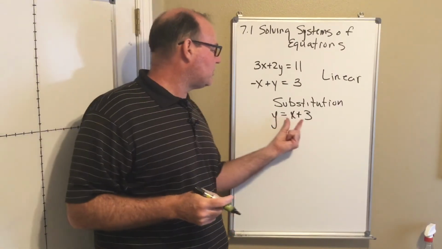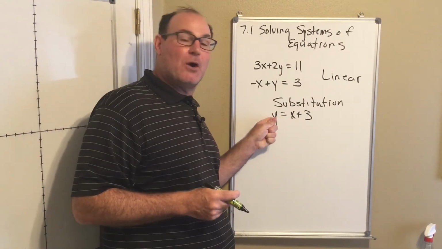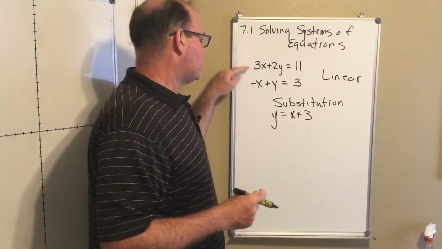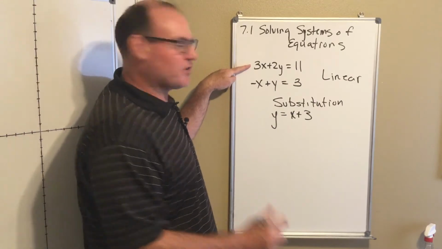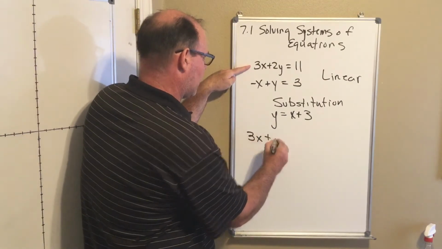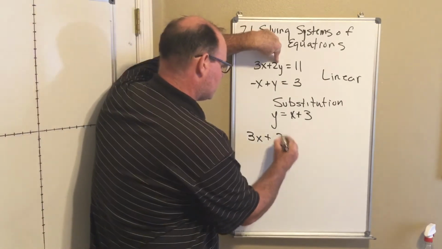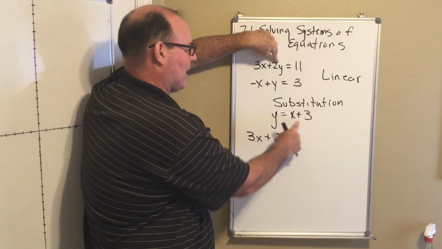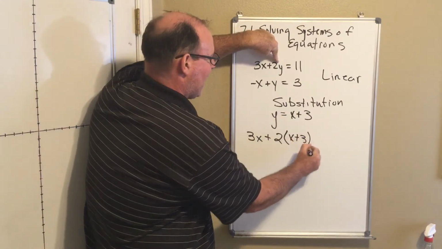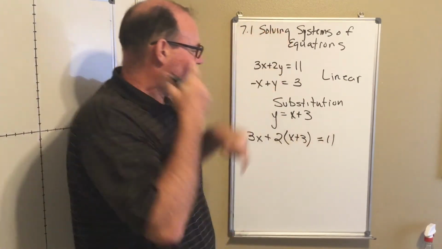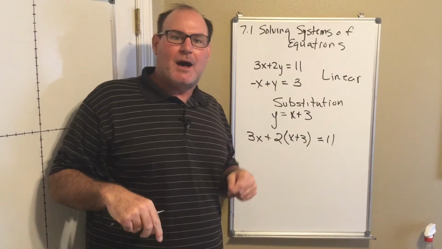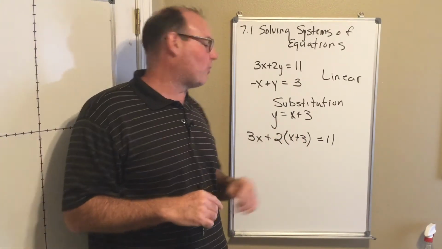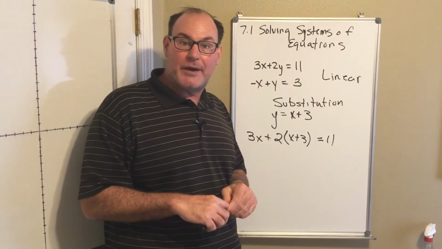And now this says that wherever I see a y in the other equation, I'm going to substitute x plus 3. So in this top equation that starts off, I have 3x plus 2 times y, so 2 times, but now instead of y here, I'm going to put y is equal to x plus 3, and then that equals 11. And that's the substitution step. That is potentially new for you, or I'm guessing you've seen it before. The rest of this is a linear equation to solve.